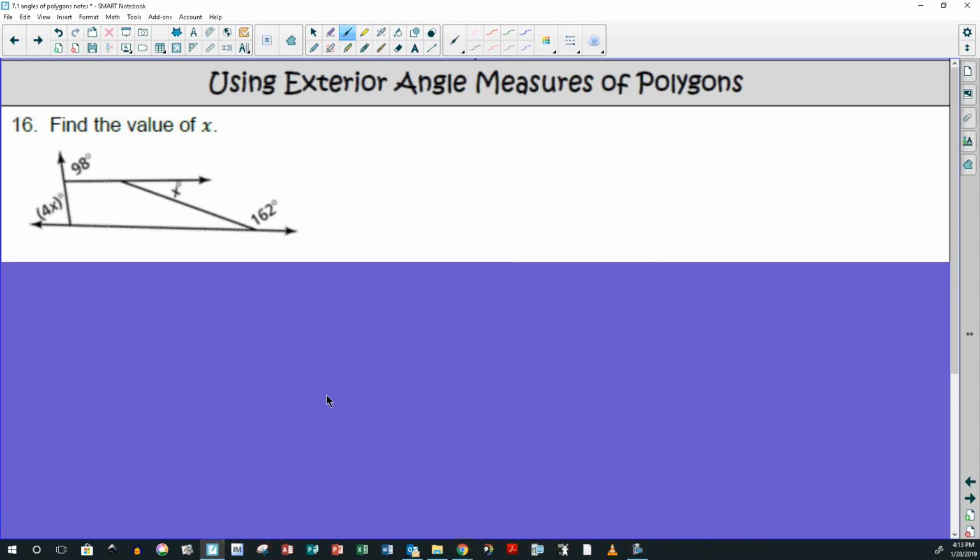What happened to all these? Okay. Well, here we're dealing with exterior angles. Since I have exterior angles, I know they have to add up to 360. So if I add them all together, I know they have to add up to 360. So 5x plus 260 equals 360.